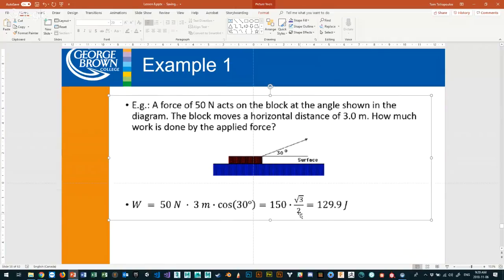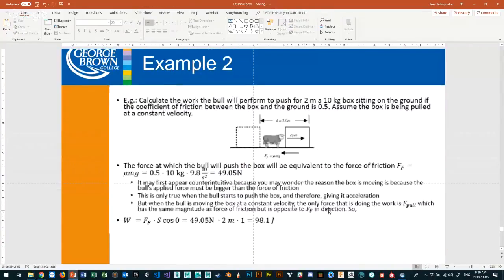Okay, that's example 1. Example 2, okay, this is more challenging, and this is the oxen idea. Calculate the work the bull will perform to push for 2 meters a 10-kilogram box sitting on the ground if the coefficient of friction between the box and the ground is 0.5. Assume that the box is being pulled at a constant velocity.